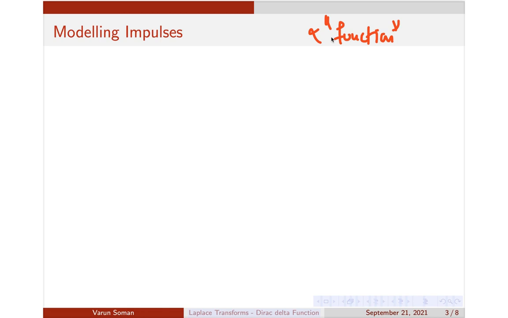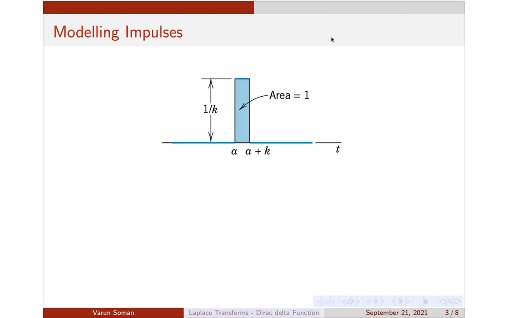The basic property of an impulsive function is that it's a very large force acting over a very short time period. Consider this figure. It represents a force 1/k acting on the interval a to a plus k. Now what happens when k is very small? For example, if k is 0.05, then 1/k would be 1/0.05, which is a large quantity. So when k is small, f is large. These are very large forces acting over a very short time period.